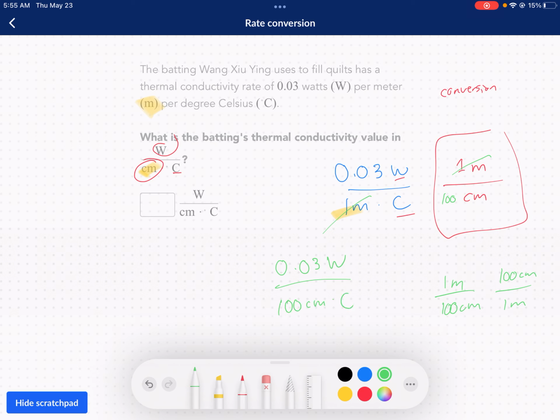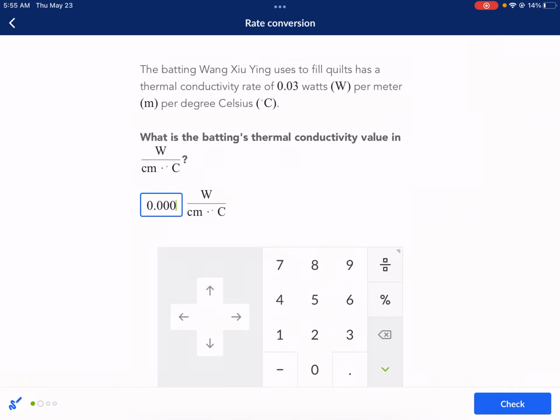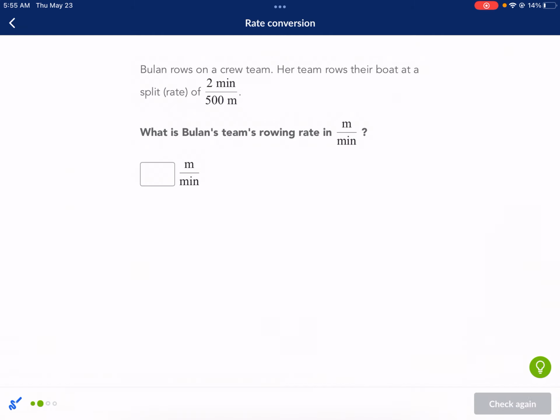We should do some simplifying here. Okay, luckily this decimal is getting worse, not better. We're dividing by 100, so that means we're going to move the decimal over 2 times. 1, 2. You're going to fill in a 0 for every empty space that we have. So really what we have here is 0.0003 watts for every centimeter Celsius per degree Celsius. Okay, so I'm going to just type in 0.0003. So 3 zeros before that 3. Should be good. All right, here we go.